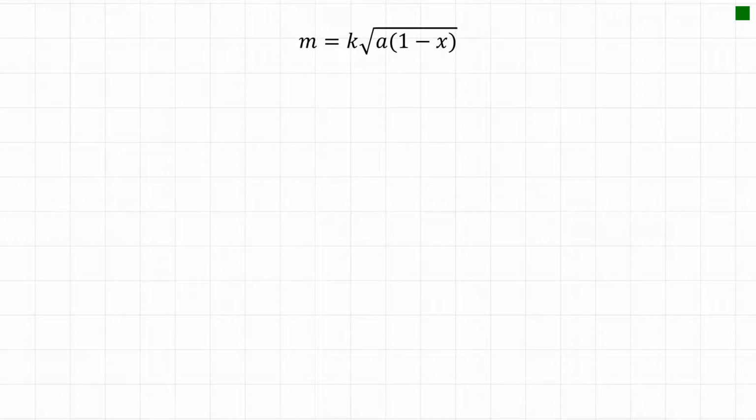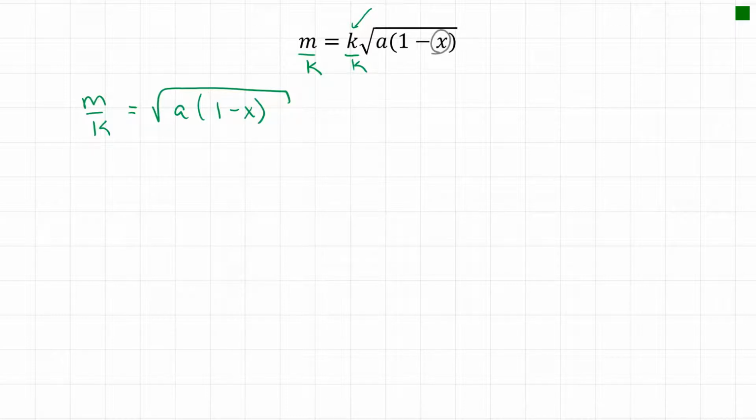So notice that the x, that variable that I want to isolate, is buried inside of a bracket inside of a radical. But remember, we're peeling things off as layers of an onion, and the k is the first thing to come off, and it's attached by multiplication. So I'm going to divide both sides by k. So I end up with m over k equals the square root of a times 1 minus x.